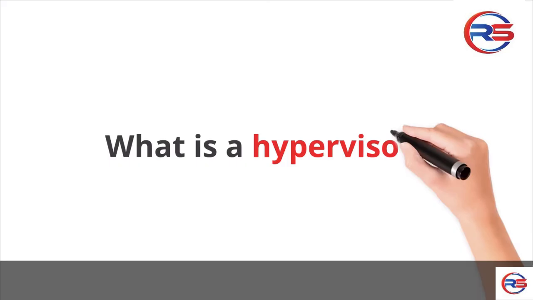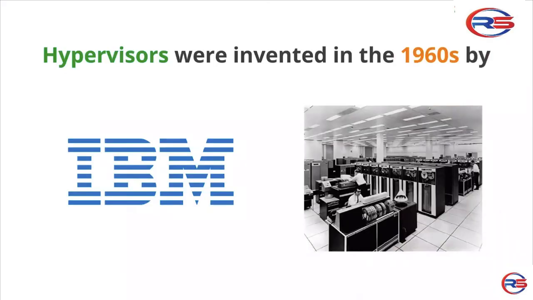In a hypervisor, what exactly is happening? The system divides our hardware into multiple parts. It will divide our CPU, our RAM, our hard disk into multiple parts so that we can run multiple systems inside one machine. Hypervisors were invented in 1960 by IBM.